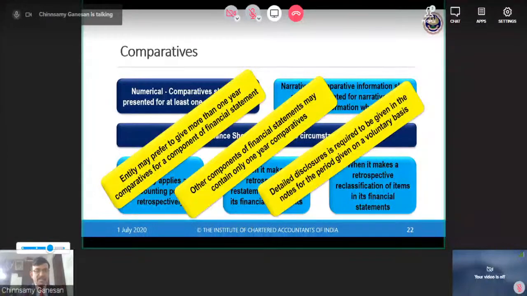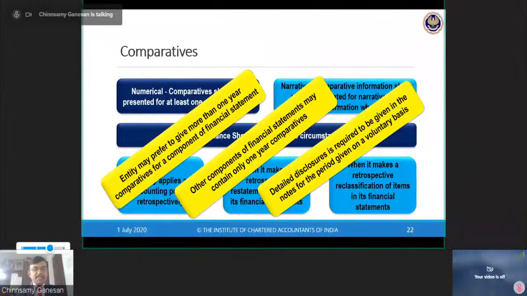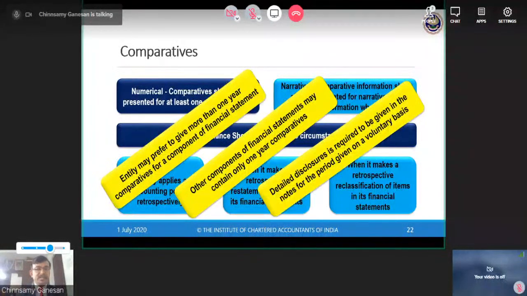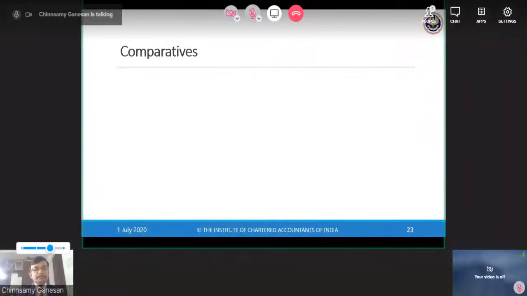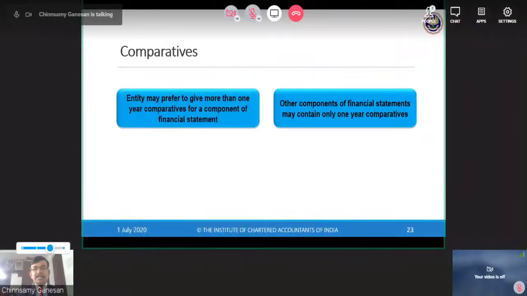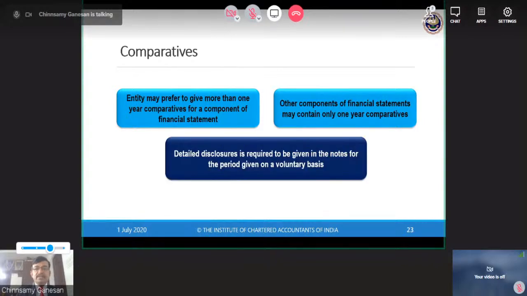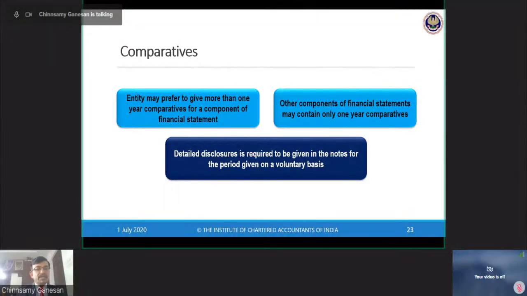If you are planning to give 1 year comparative on a voluntary basis, an additional 1 year comparative on a voluntary basis, that should be very clearly explained in the notes and accounts. Legally it is required to give only 1 year comparative. If the entity wants to give 1 year comparative voluntarily, what is the reason for that particular discretion? You have to explain that in detail. This is relating to comparatives. More than 1 year comparative can be given, as we have already said. Only for that particular component, detailed notes are also required to be given for the period when you are giving it on a voluntary basis.